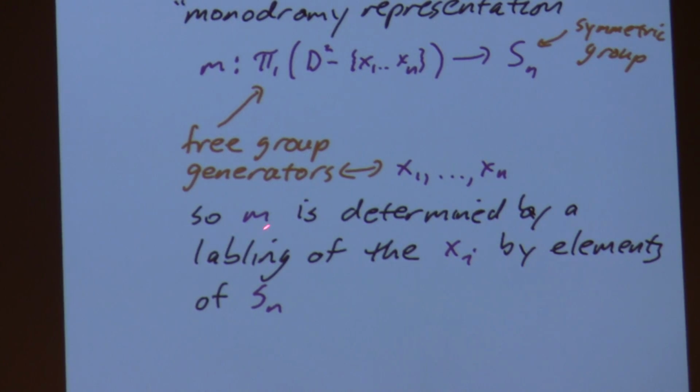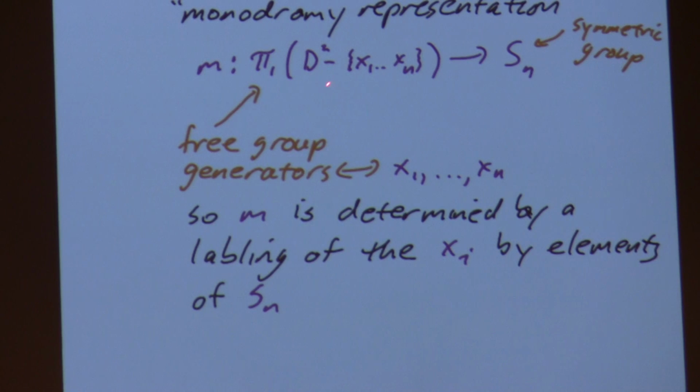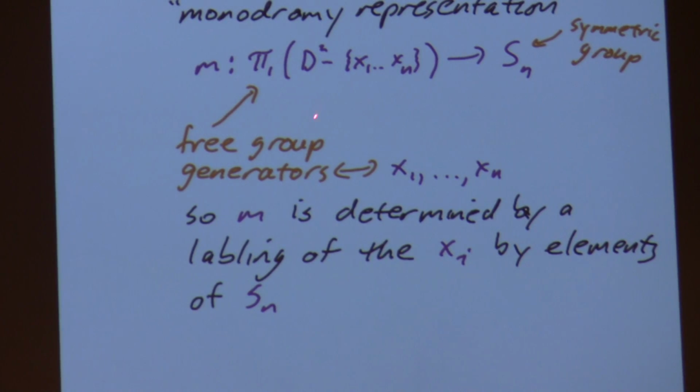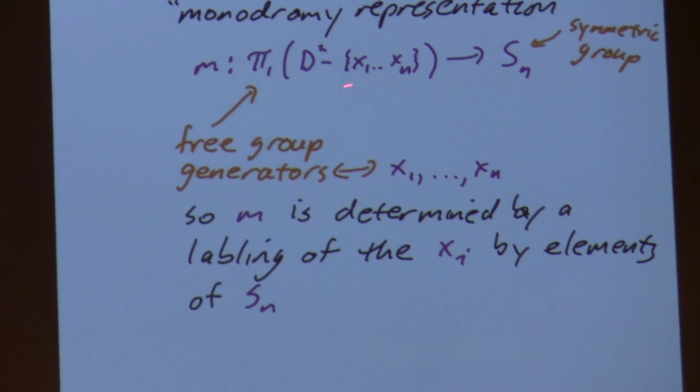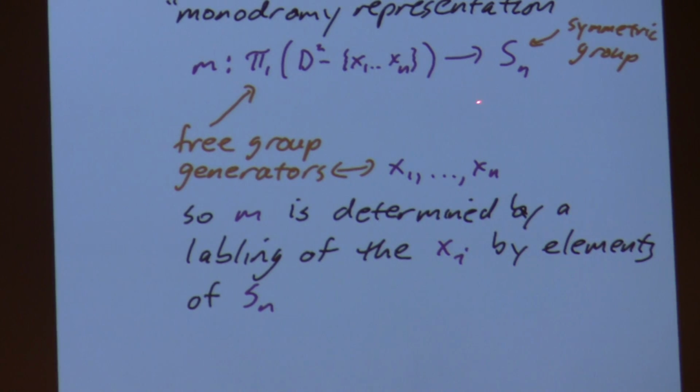So M determines the cover, but of course the complement of these points is simply a free group on N generators, one generator for each point that you removed. Therefore, a homomorphism from a free group to some other group is completely determined by where the generators go. And you can send them anywhere you want because there are no relations that you have to satisfy. So basically, to understand this covering, all I have to do is, for each point, give you an element of the symmetric group.